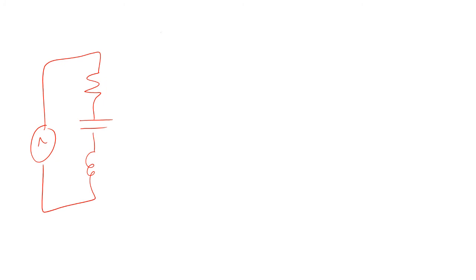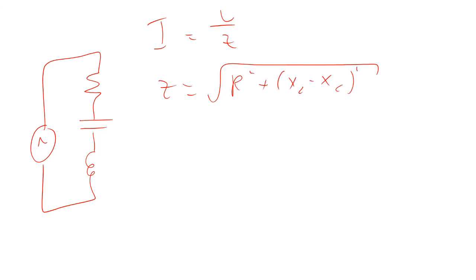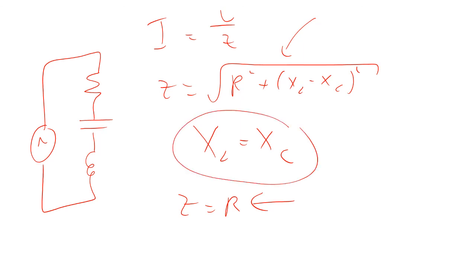We know that I equals V over Z, and we know that Z is the square root of R squared plus XL minus XC, squared. So when XL equals XC, then Z is just equal to R. At all other times, it's bigger than that, so that's going to be the minimum value right there. So we need resonance. When XL equals XC, that gives us the resonance.